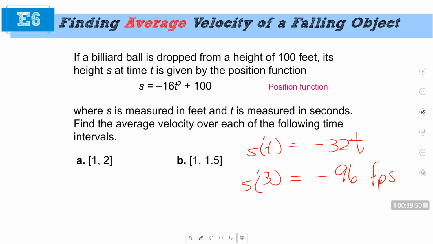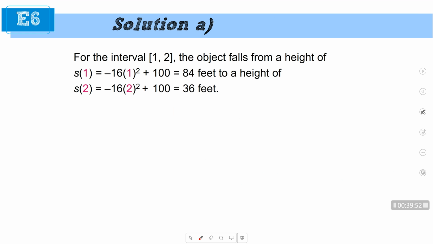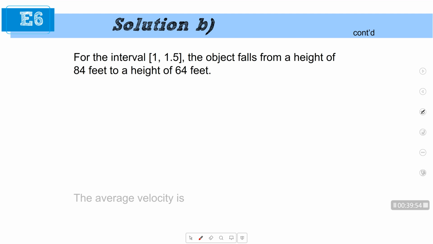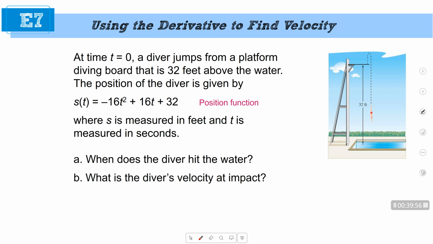Okay, how are we doing so far? Good, so let's go diving. Okay, we got a diver. Get her up on a platform 32 feet above the water. The position function of that diver is given by that equation. In physics, I'm guessing you would have to come up with that function on your own, yes?